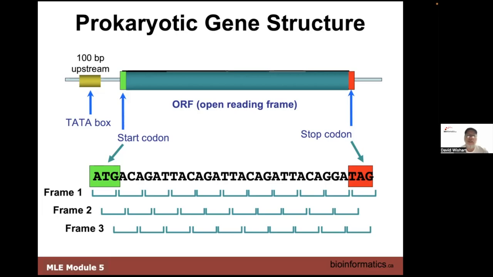I'm just showing a segment where we've got a gene, or a pretend gene, with the green start codon and the red stop codon. ATG is the start codon for more than 90 to 95% of genes, and the stop codon is any one of three. Again, there are different reading frames, but once the gene is being read, it sticks with one reading frame.